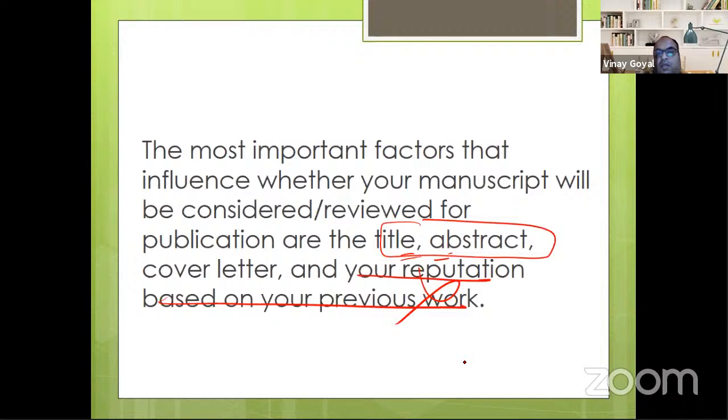The most important factors that influence whether your manuscript will be considered for publication are the title, abstract, and cover letter. Your reputation based on your previous work is not applicable to us.